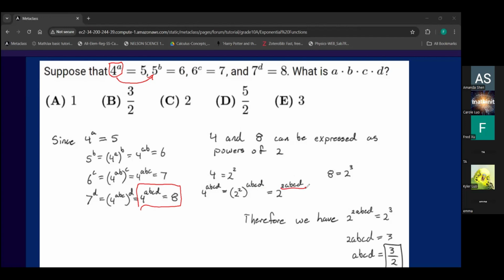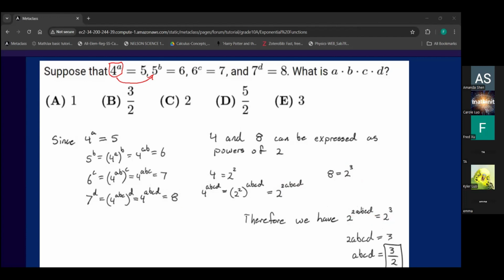And so you end up with this over here. You have 2 to the power of this exponent. And you have this is equal to this, that's what is implied in this equation over here. So therefore, we have 2 to the power of 2 times ABCD is equal to 2 cubed. And since the two bases are the same, 2 to the power of this is equal to 2 to the power of 3.